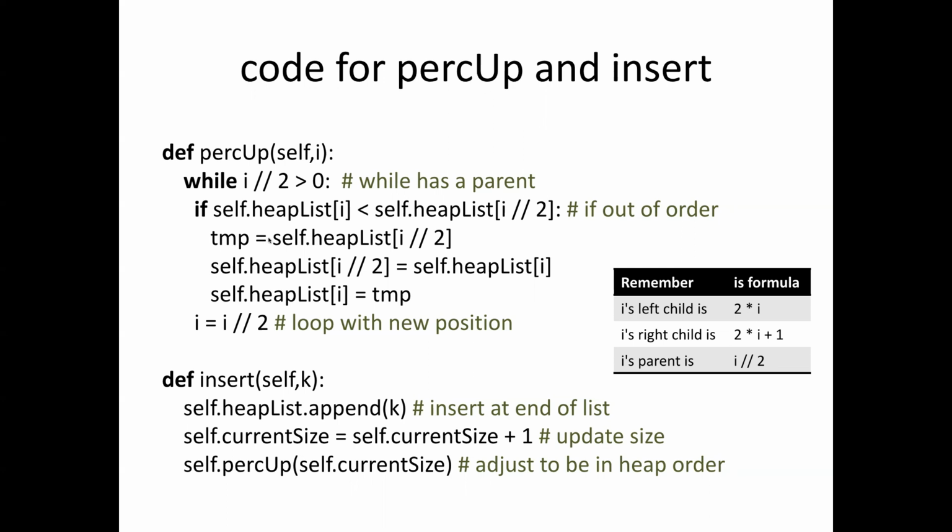The way you fix it is you swap that parent with you, and you percolate up by setting index to i divided by 2. So you go to the parent and repeat, rinse and repeat, until you don't have a parent anymore. So that's percolate up. Again, the key is to understand that i integer division by 2 is the parent, and you keep finding the parent. Remember i's left child is 2 times i, its right child is 2 times i plus 1, and its parent is i divided by 2. If you remember this, then everything else should be easy. This is just a swap.